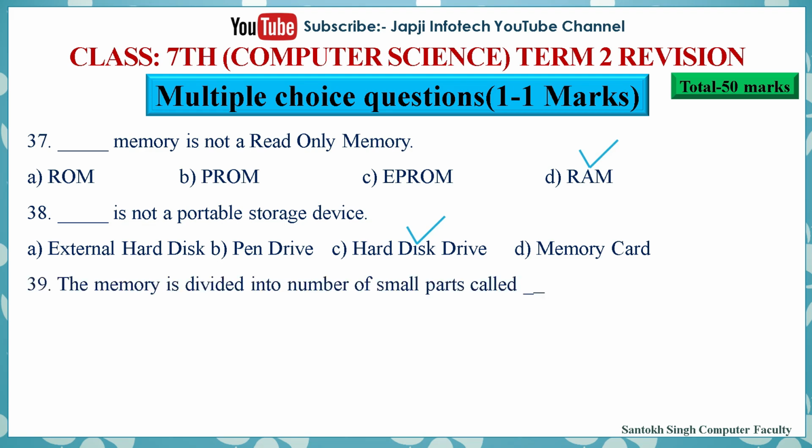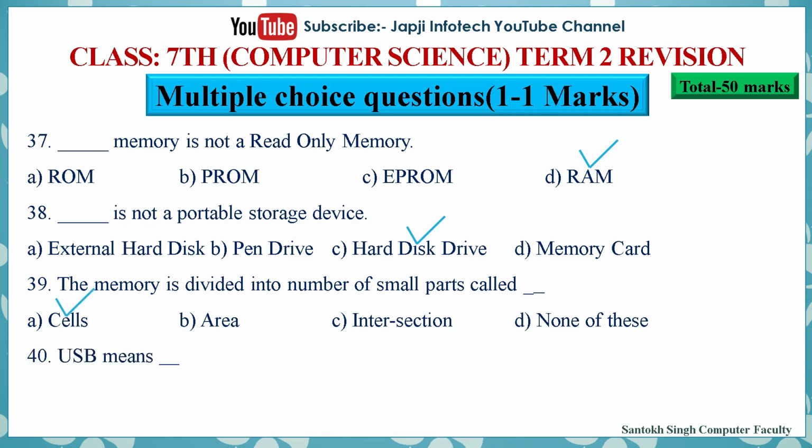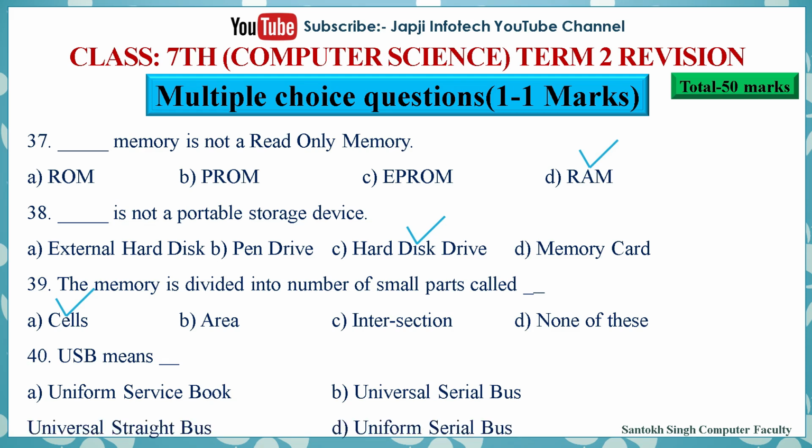And 39th one is the memory is divided into number of small parts called dash, and their options are cells, area, intersection, and the last one is none of these. And the right answer is the memory is divided into number of small parts called cells. And 40th one is USB mean dash, and their options are uniform service book, universal serial bus, universal straight bus, and the last one is uniform serial bus. And the right answer is USB means universal serial bus.